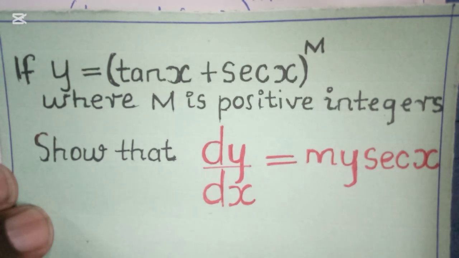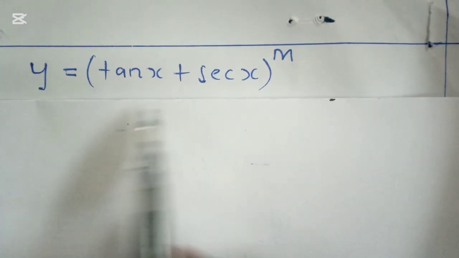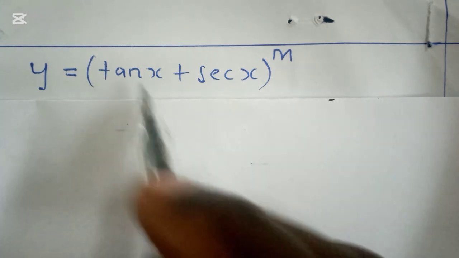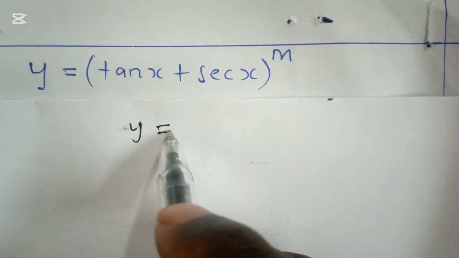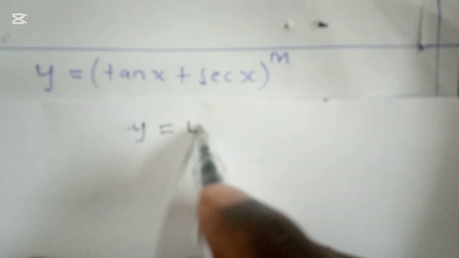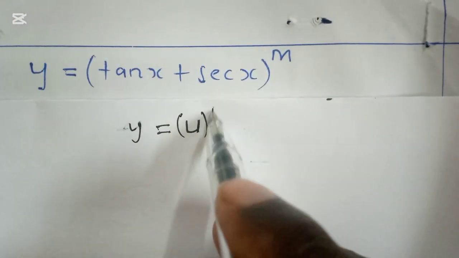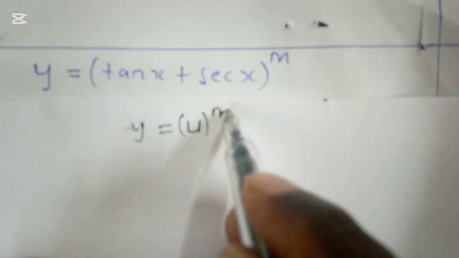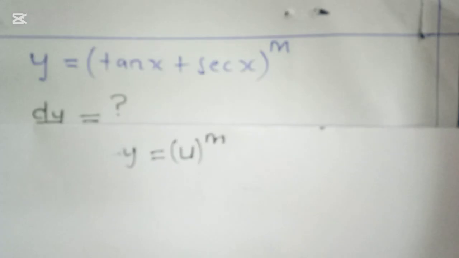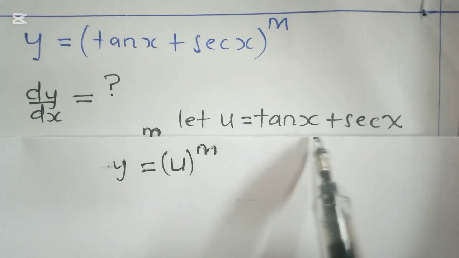So let's start off. The first thing we are going to do is use what we call the chain rule. In other words, instead of writing y like that, we can say let u be equal to tan x plus sec x. So u is equal to tan x plus sec x.